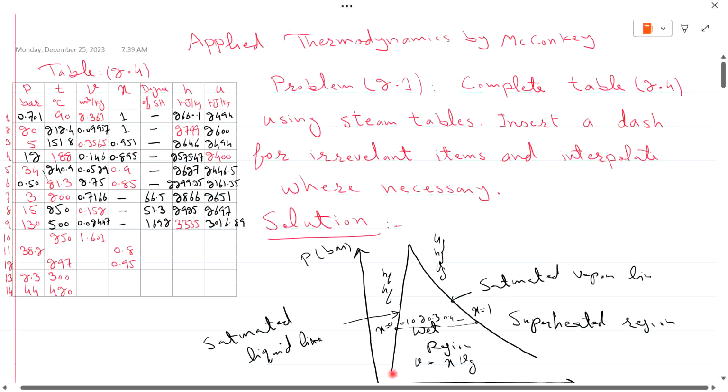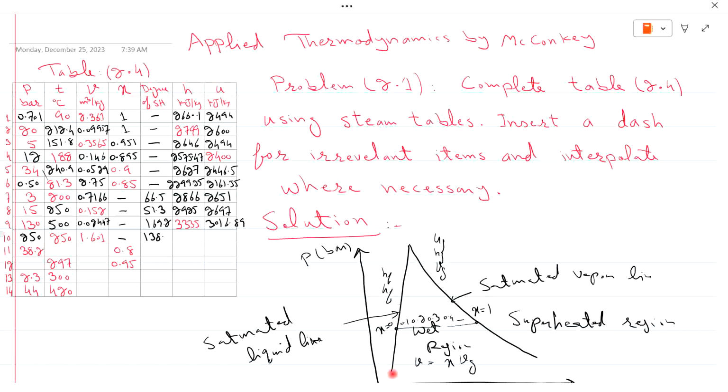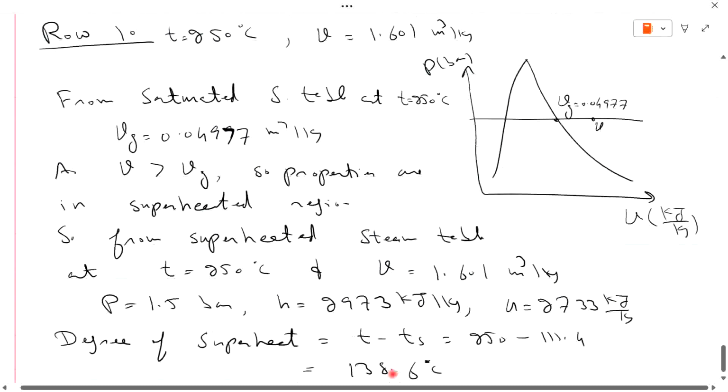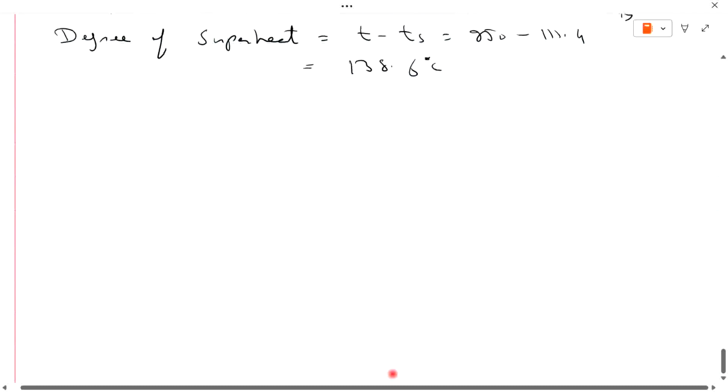So temperature is 250 degrees centigrade. Dryness fraction is not defined. Degree of superheat is 138.6 degrees centigrade. Specific enthalpy is 2973 kilojoule per kg. Specific internal energy is 2733 kilojoule per kg. Now we solve row number 11.